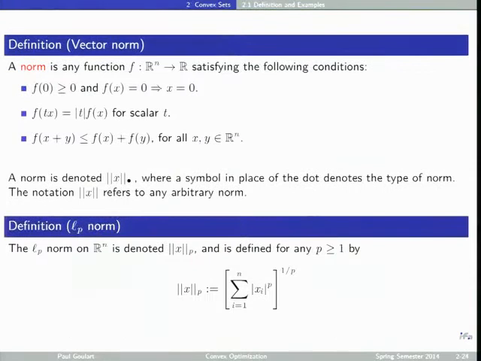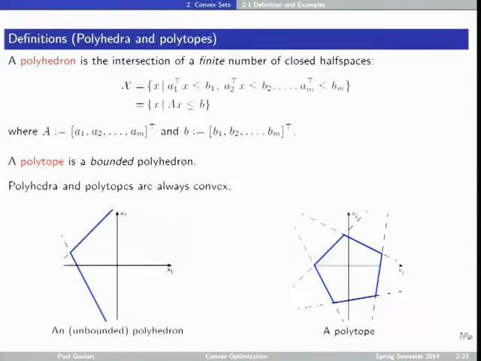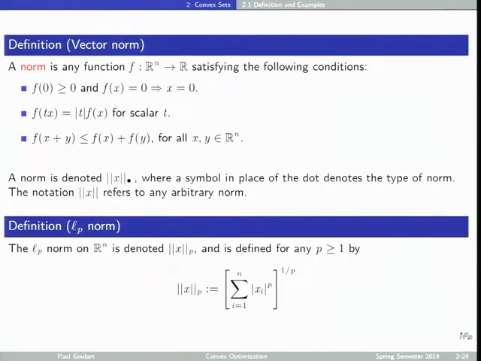Now we can also define sets in terms of functions, or in terms of level sets of functions. I'm sure that you've all seen a norm. A norm is any function that satisfies these three conditions. The first one says that the function has to be greater than or equal to 0 everywhere, and the only place it's allowed to be 0 is at 0. This is a positive definiteness condition.